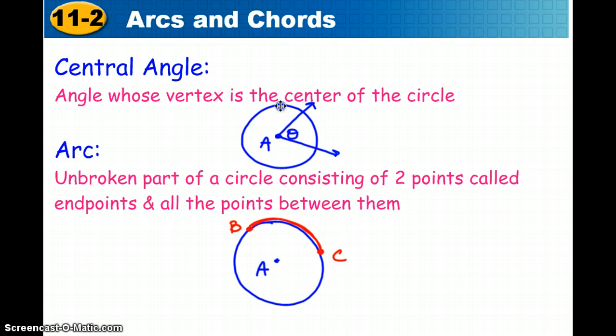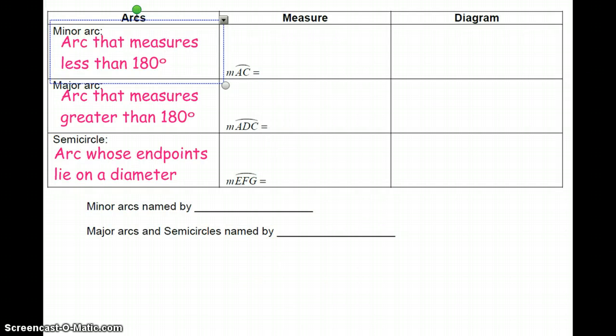There are a couple different types of arcs that we'll talk about on my next slide, so if you haven't gotten these 2 definitions, go ahead and pause this video and write those down. 2 different types of arcs are minor arcs and major arcs. The main difference is minor arcs are smaller than major arcs. In fact, minor arcs measure less than 180 degrees, and major arcs measure greater than 180 degrees.